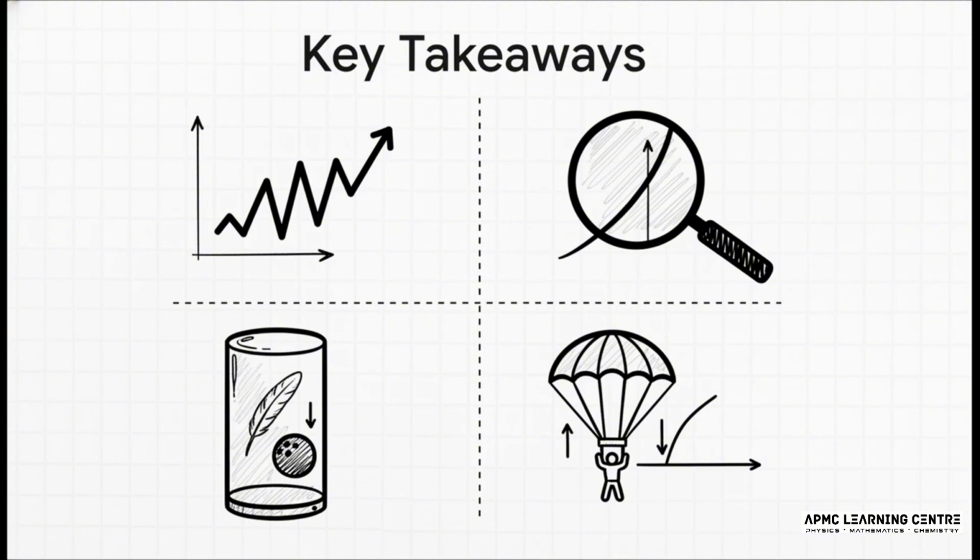1. Most motion in the real world has changing, non-uniform acceleration. 2. We can measure that acceleration at any instant using the slope of a velocity-time graph. 3. In a perfect vacuum, everything falls at the same constant rate. And 4. Here on Earth, in the air, falling objects eventually hit a top speed called terminal velocity.